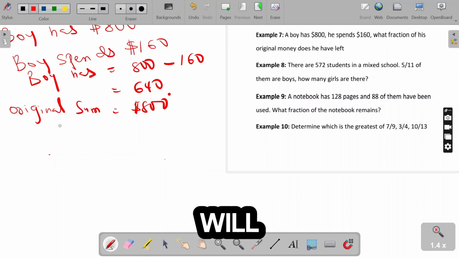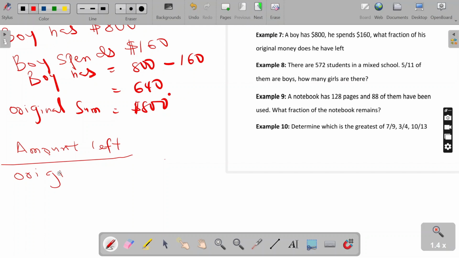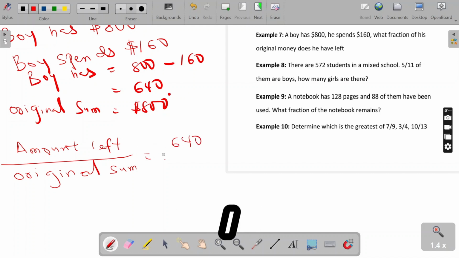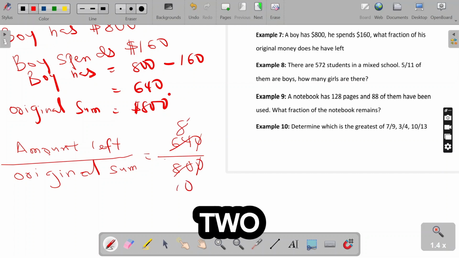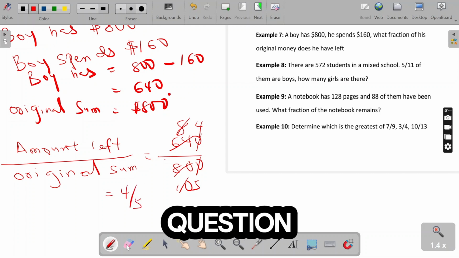So the fraction he has left will be the amount left divided by the original sum of money he had. So the amount left is 640 divided by 800. 0 cancels 0. 8 goes here, 8 goes here, 10. 2 here, 4. 2 goes here, 5. So that will be 4 over 5. So that's the answer to that question, 4 over 5.